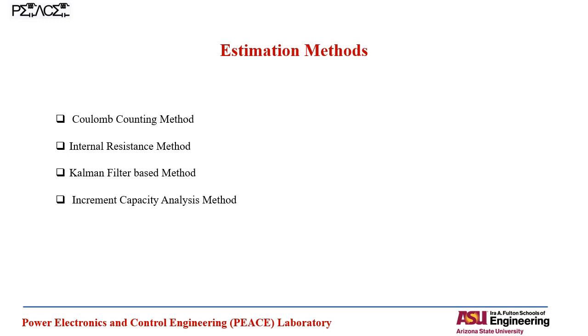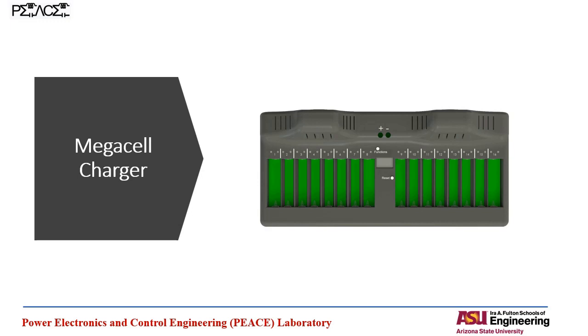To estimate the state of health of the lithium-ion batteries using the Coulomb counting method, we need to charge and discharge the batteries quite a few times. For charging or discharging, we are using a mega cell charger in this project, where we can simultaneously charge 16 batteries at once using these 16 slots. So we can gather the data from the machine, and then we try to analyze those data and get the SOH of the batteries from there, as can be seen from this slide.